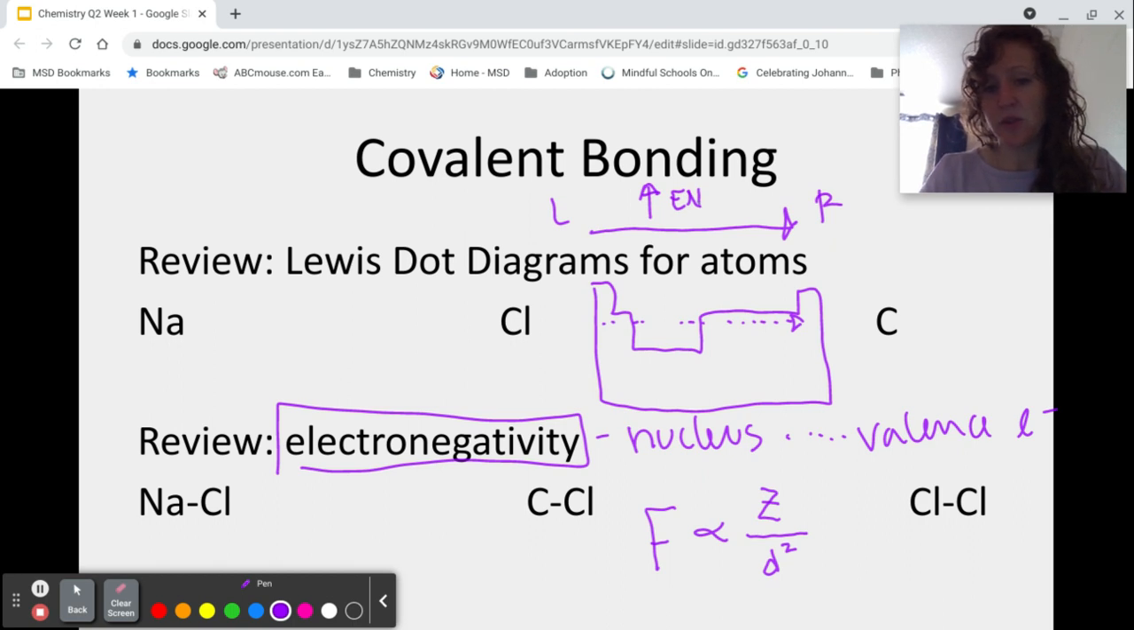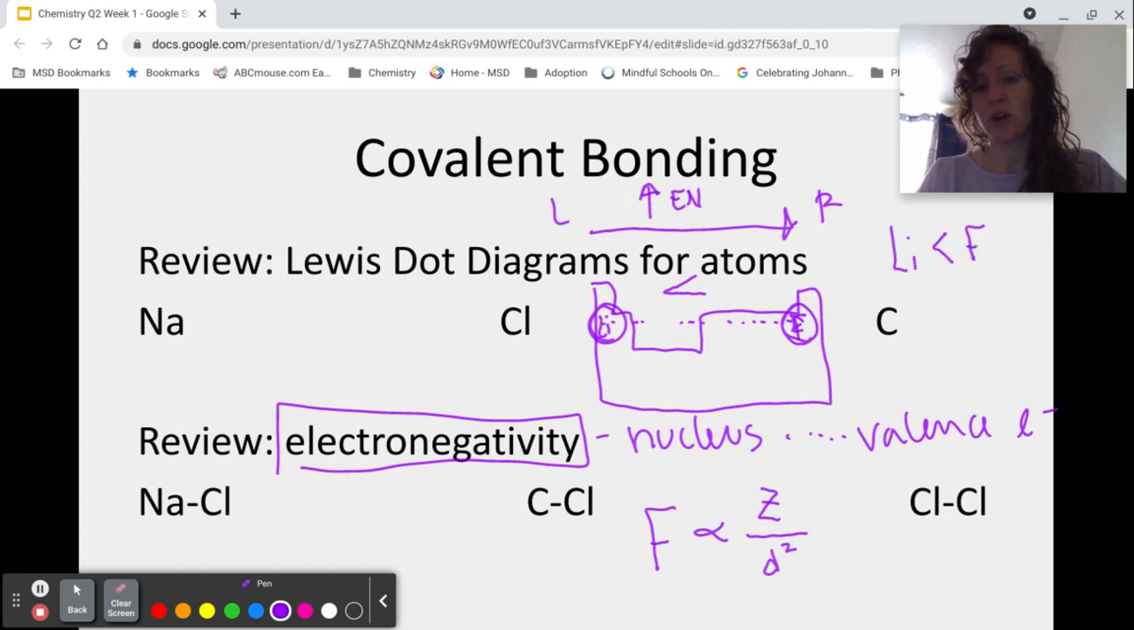In class, we drew it like this. Right? So if we compare lithium to fluorine, for example, lithium has less of a nuclear charge and therefore it will have less electronegativity than fluorine.